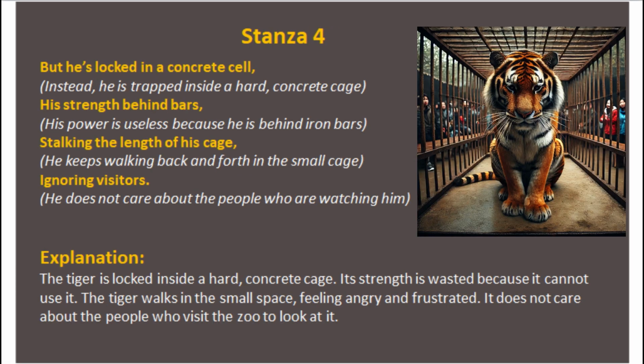Stanza 4. "But he's locked in a concrete cell." Instead of living freely in the jungle, the tiger is trapped inside a hard concrete cage. "His strength behind bars." The tiger's power and strength are useless because it is trapped behind metal bars. "Stalking the length of his cage." The tiger walks back and forth in the small cage, feeling frustrated. "Ignoring visitors." The tiger does not care about the people who come to watch it in the zoo. It is angry and helpless.